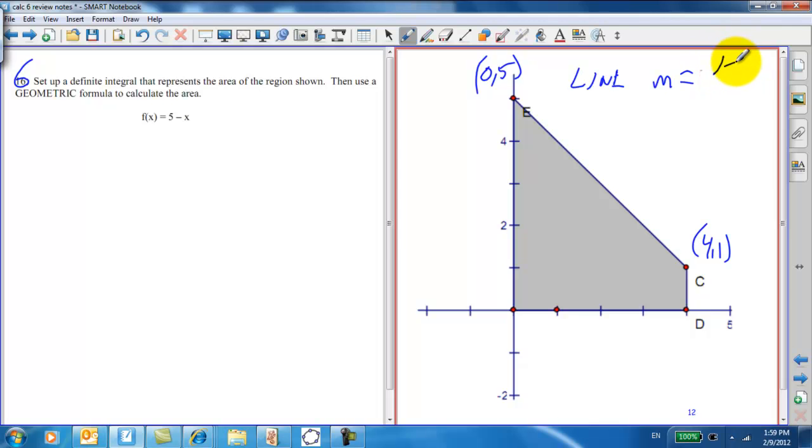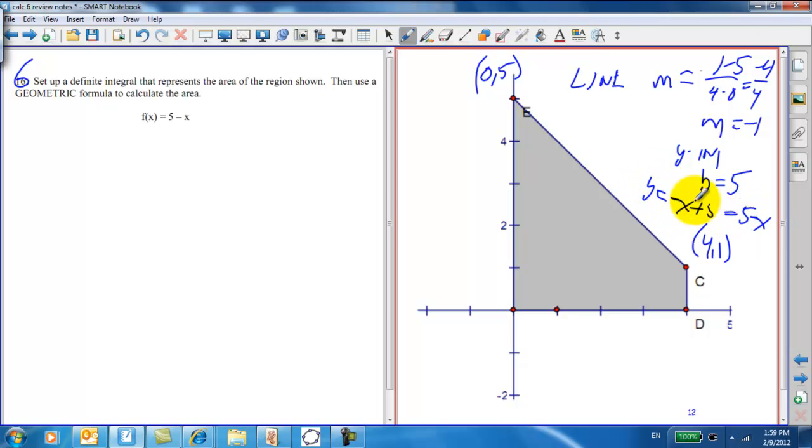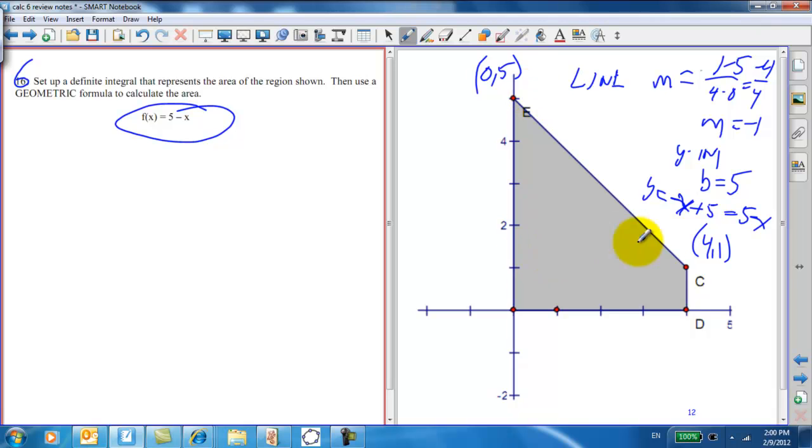That's a slope of negative 1. Formally, the equation is 1 minus 5 over 4 minus 0, negative 4 over 4, and you get a slope of negative 1. And the y-intercept is clear on the graph there at 5. So we get y equals negative x plus 5, which equals 5 minus x. Okay? And there it is. There's that function. Oh, I'm sorry, I didn't see that. That would save us some time. That's the function. Our other boundaries then are the two vertical lines like this and the x-axis itself.